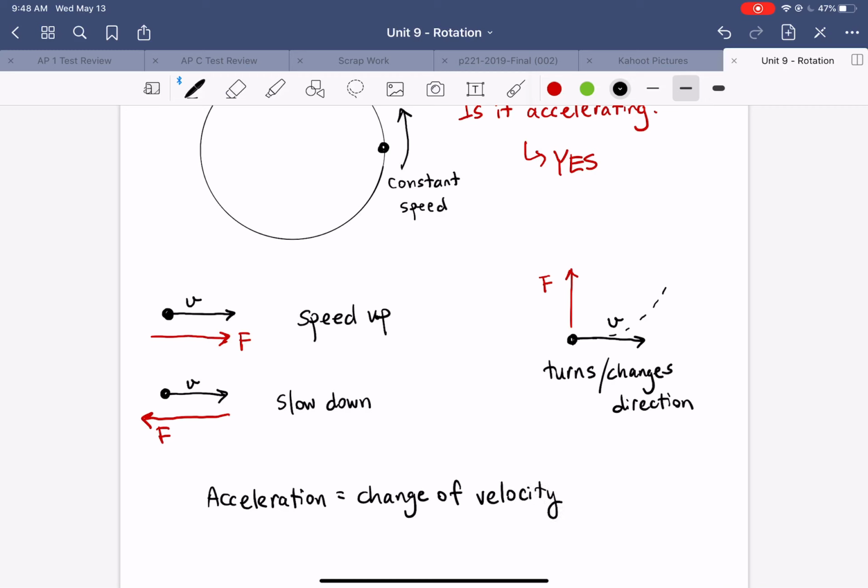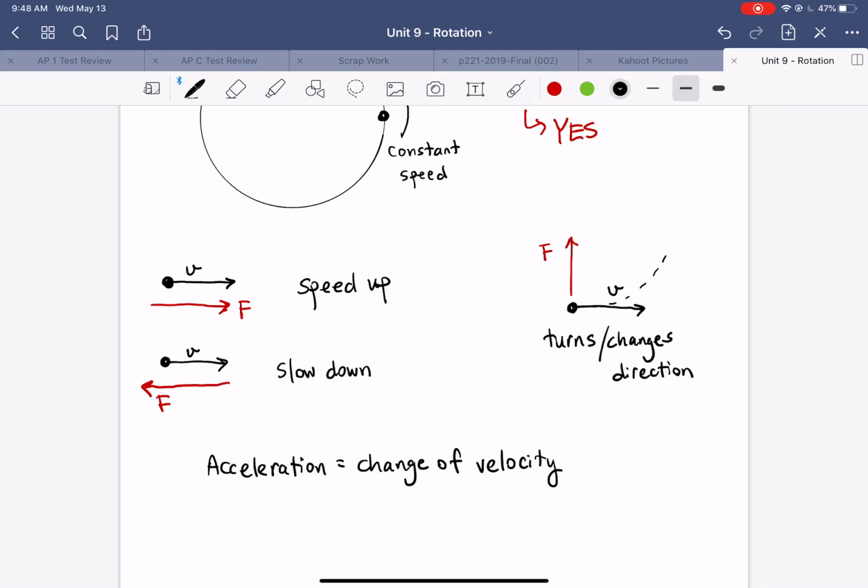Since velocity is a vector, it has both a magnitude, which is speed, and also a direction. So when we say the velocity is changing, that can mean it's changing in speed and/or direction. If either of those things changes, then the object is accelerating. So an object traveling in a circle, even though it's going at constant speed, is not moving in a constant direction, so it is always accelerating.